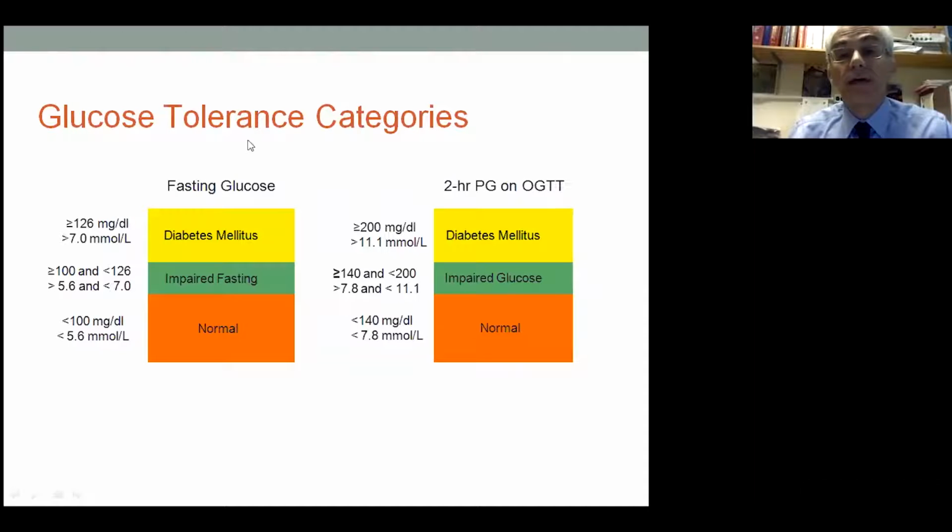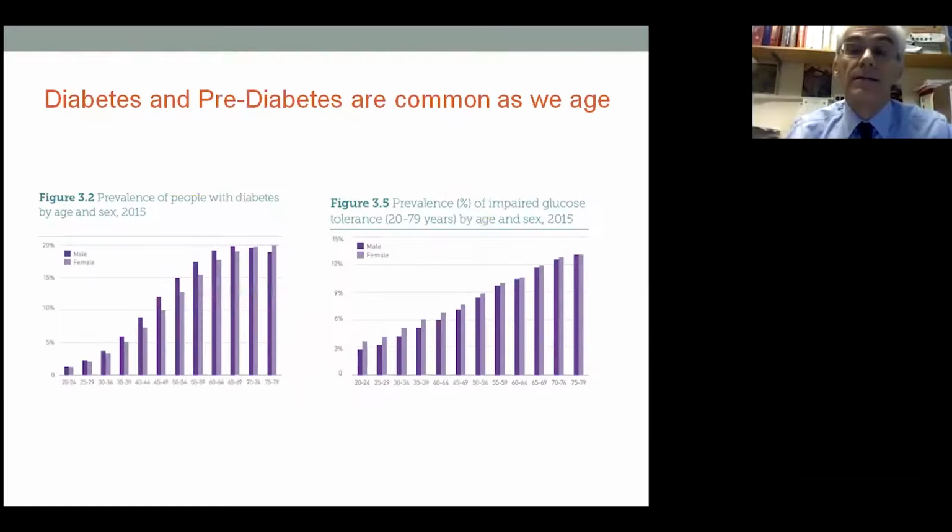And so this is looking at different glucose tolerance categories. This is diabetes on the top, with the fasting glucose or the 2-hour postprandial glucose. Normal individuals have a fasting glucose of less than 100, or less than 5.6 millimoles, and a 2-hour post glucose of less than 140, or less than 7.8. But then the green zone in between are the patients with impaired glucose tolerance, called pre-diabetes, and those are patients that are at high risk of developing type 2 diabetes.